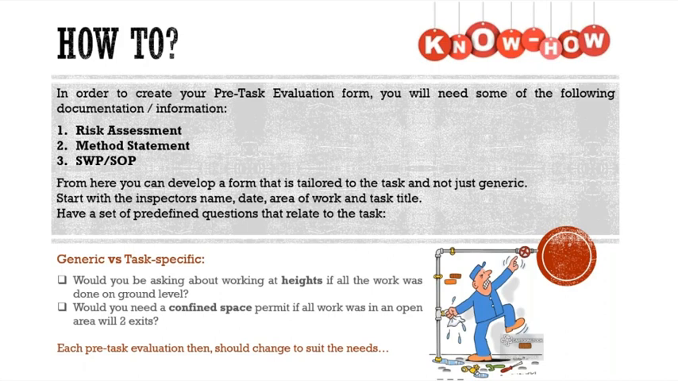Would you ask a question about confined space permits if you were in an open area with 2 exits and no confined space hazards existed? Well, probably not. But don't just leave it in the document. Take it out and substitute it with a question that relates to the task. Remember, it's an evaluation of the task, not just evaluation of safety in general. And this will take you from generic to specific.